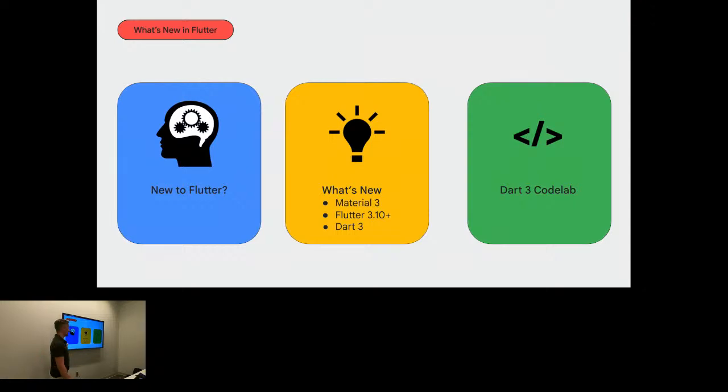Cool. So I'll give an overview of what Flutter is for anybody that doesn't know. We'll talk about what's new specifically in Material 3, Flutter version 3.10, and 3.13 since that came out since I wrote this, and Dart 3.0. Not going to talk about Dart 3.1 because that's different stuff. To go over the changes in Dart, there's a codelab that Google put out that gives a really good overview, so I'll walk through that.